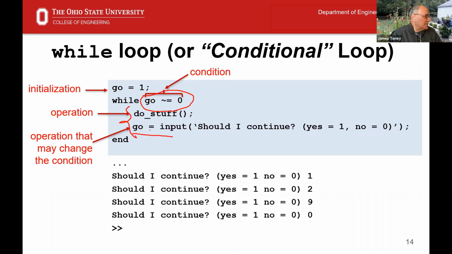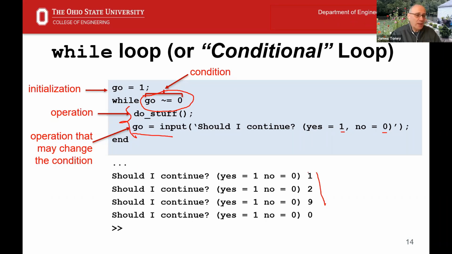All right, so in this case, we get the value of go from the user. And even though we're telling him to enter 1 or 0, in reality, if he enters anything other than 0, it's going to keep going. All right, so if we have this sequence here, the user enters 1 or 2 or 9, loop keeps executing. Finally, when the user enters 0, it stops.